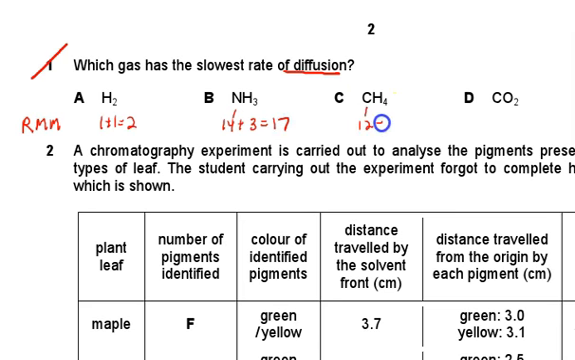Carbon is 12 plus 4, which is 16. Okay, the D here is carbon dioxide: we have 12, and oxygen, each of them is 16, so it's 32 here, and in total we are getting 44. So the heaviest is carbon dioxide, so it has the slowest rate of diffusion. Because it's heavy, it will move slowly. So the answer is D. Okay, now let us look at number 2.